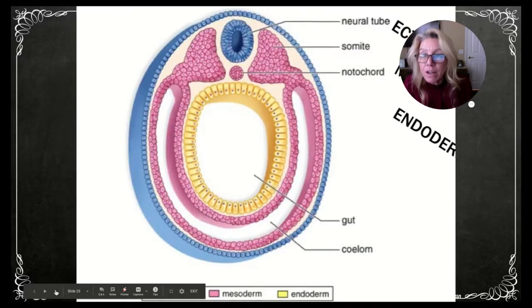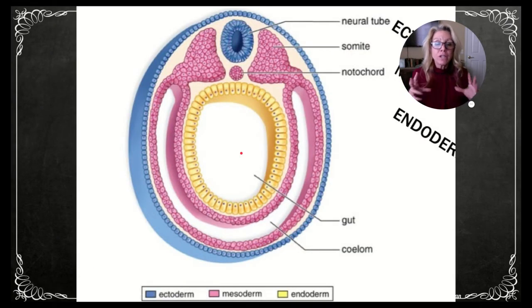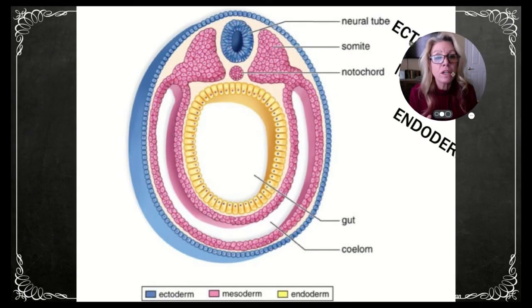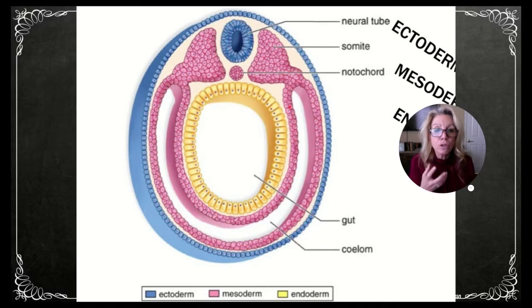Right? And then moving on, here are the layers, and this is a little bit farther along in development. At this point, it's called a neurula, and I know that because here is the spinal cord, the neural tube, and I'm going to talk to you about the formation of that in just a minute. But this is a clear area to show you the three different layers and what they become. Okay, ectoderm in blue, mesoderm in pink, and then this endoderm right here is your gut tube.